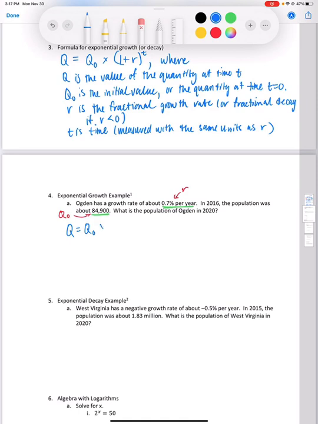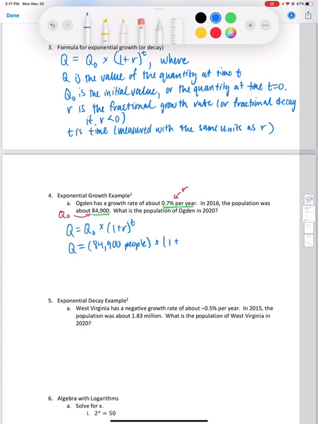Q naught times 1 plus R to the T. Okay, so I write down my formula, then I substitute in everything I know. So the Q is the quantity that I still want, and I don't know what that is, so I'll still leave it as a variable. My Q sub 0 is 84,900 people. Times 1 is still 1, plus R.